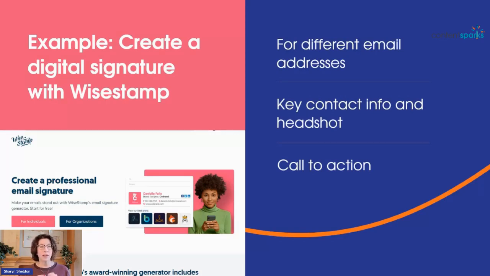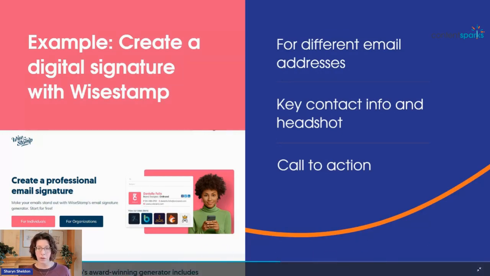You can see all of it on the sales page, but that one is something I use WiseStamp for. And that's where you can use it for different email addresses. So you can create different signatures. Specifically, if you have different businesses or you want a business and a personal one, you can do that. You always want to have your key contact information, headshot, and a call to action. So let's hop over to WiseStamp and I'll show you what I mean.